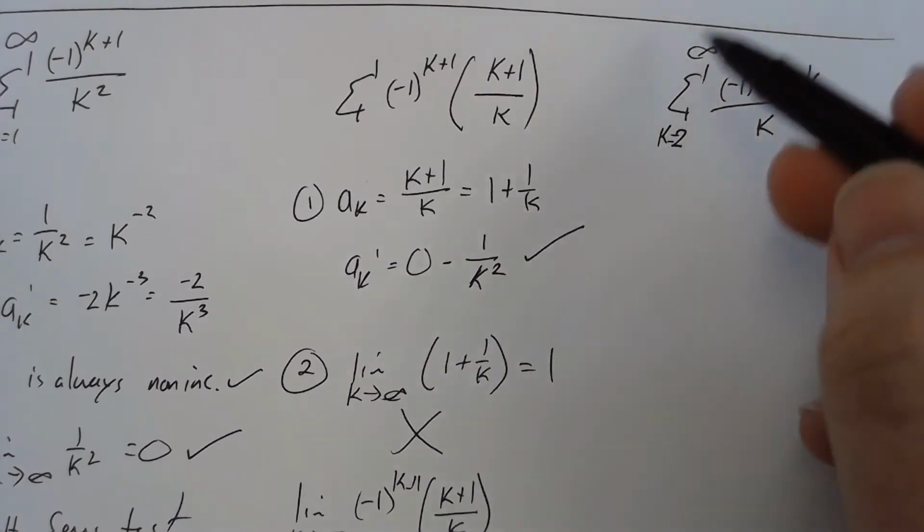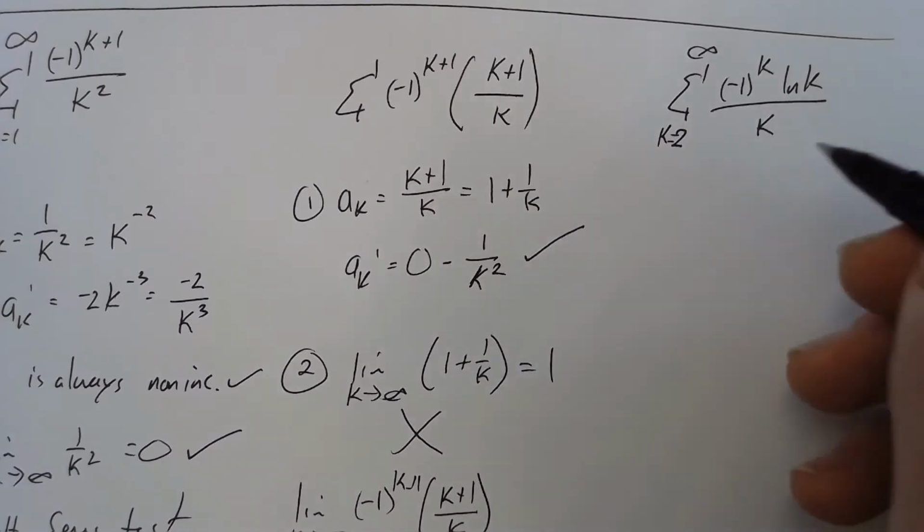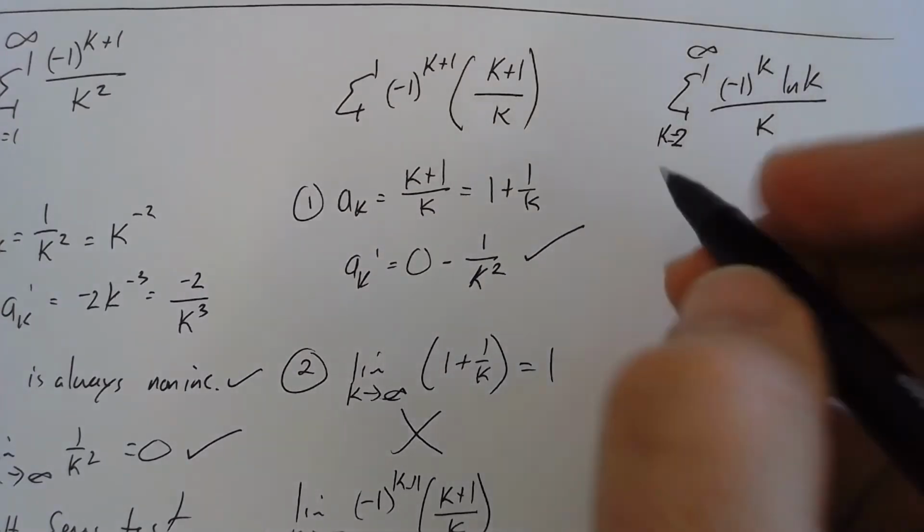So now let's go ahead and look at this last example right here. This last example might actually look a little bit familiar. We've done stuff with natural log of k over k before, but we're going to go ahead and treat this just like it's an alternating series one more time.